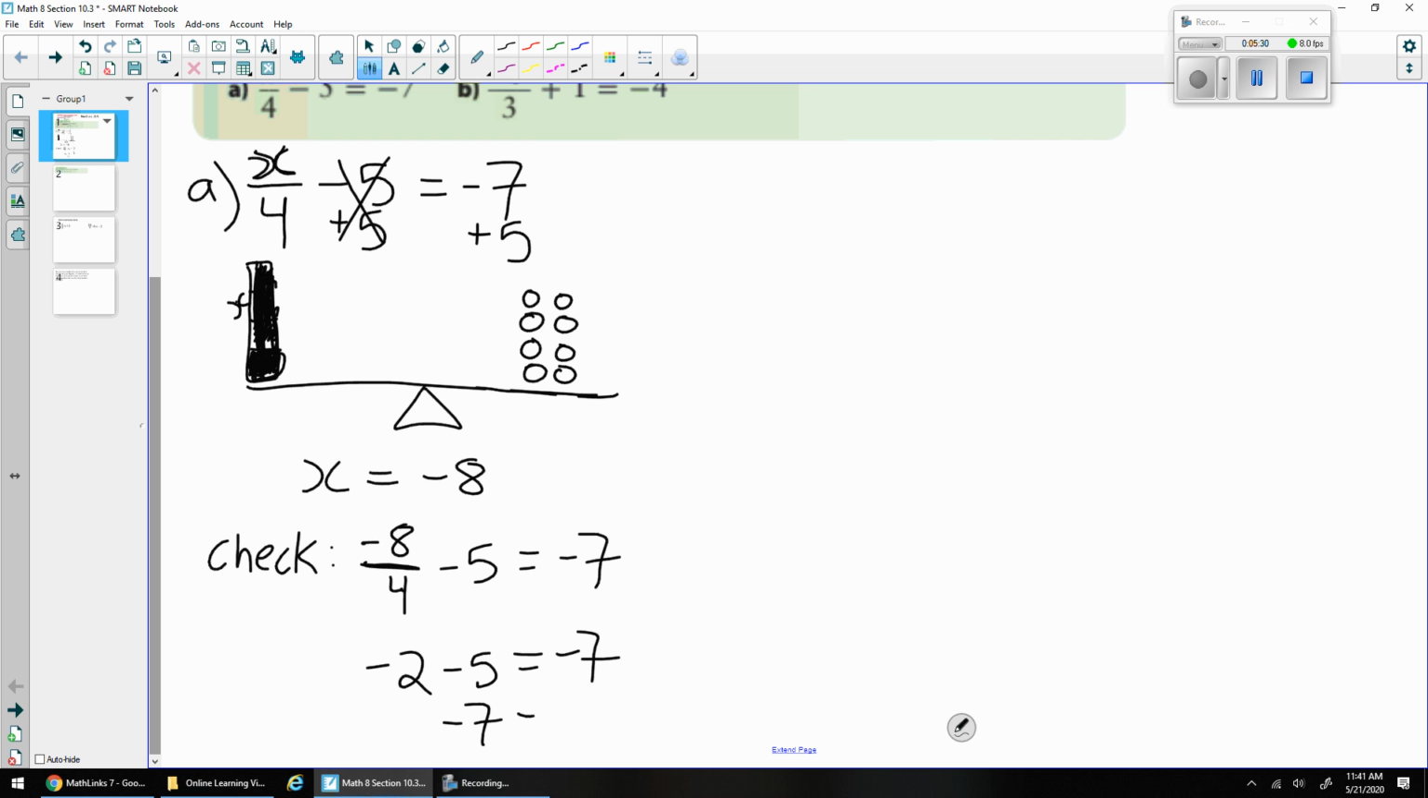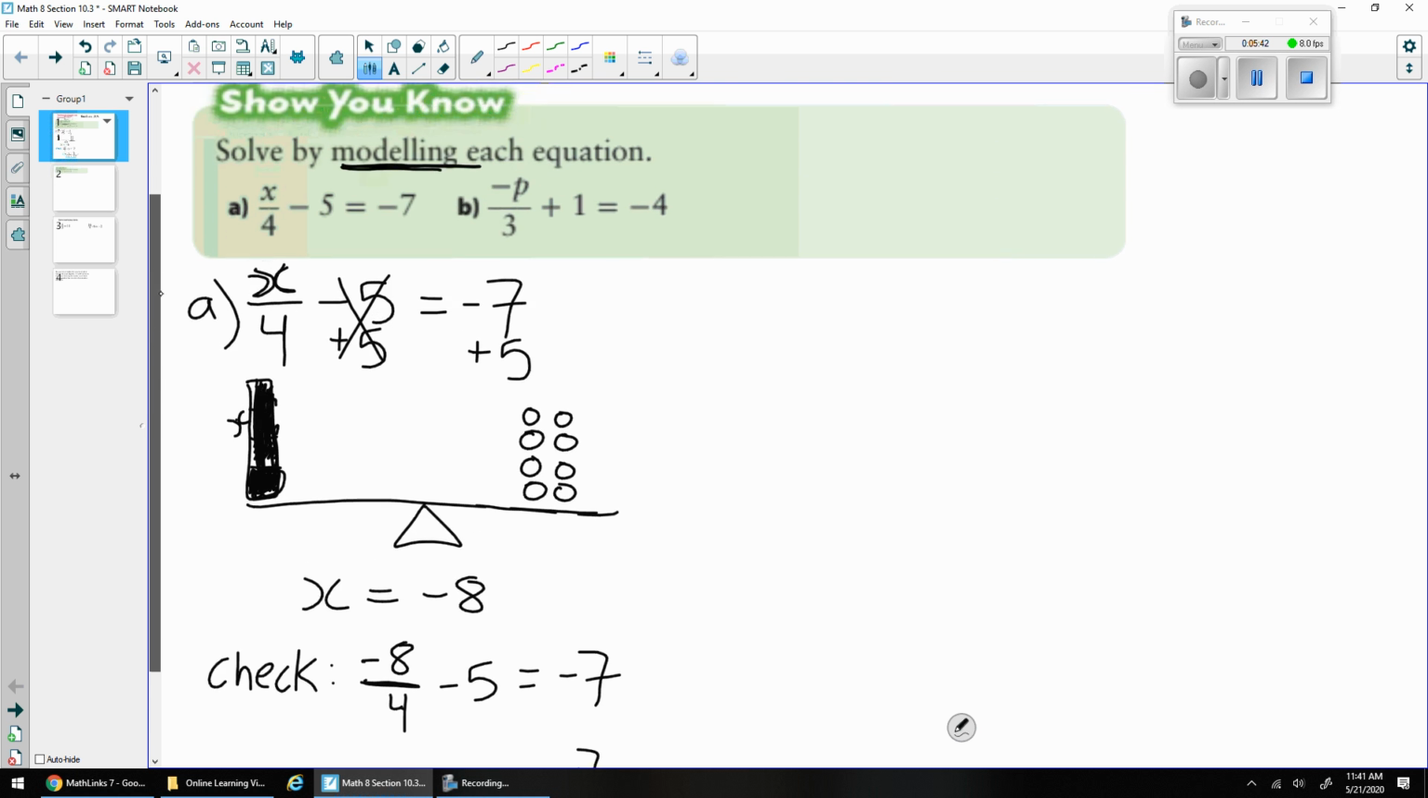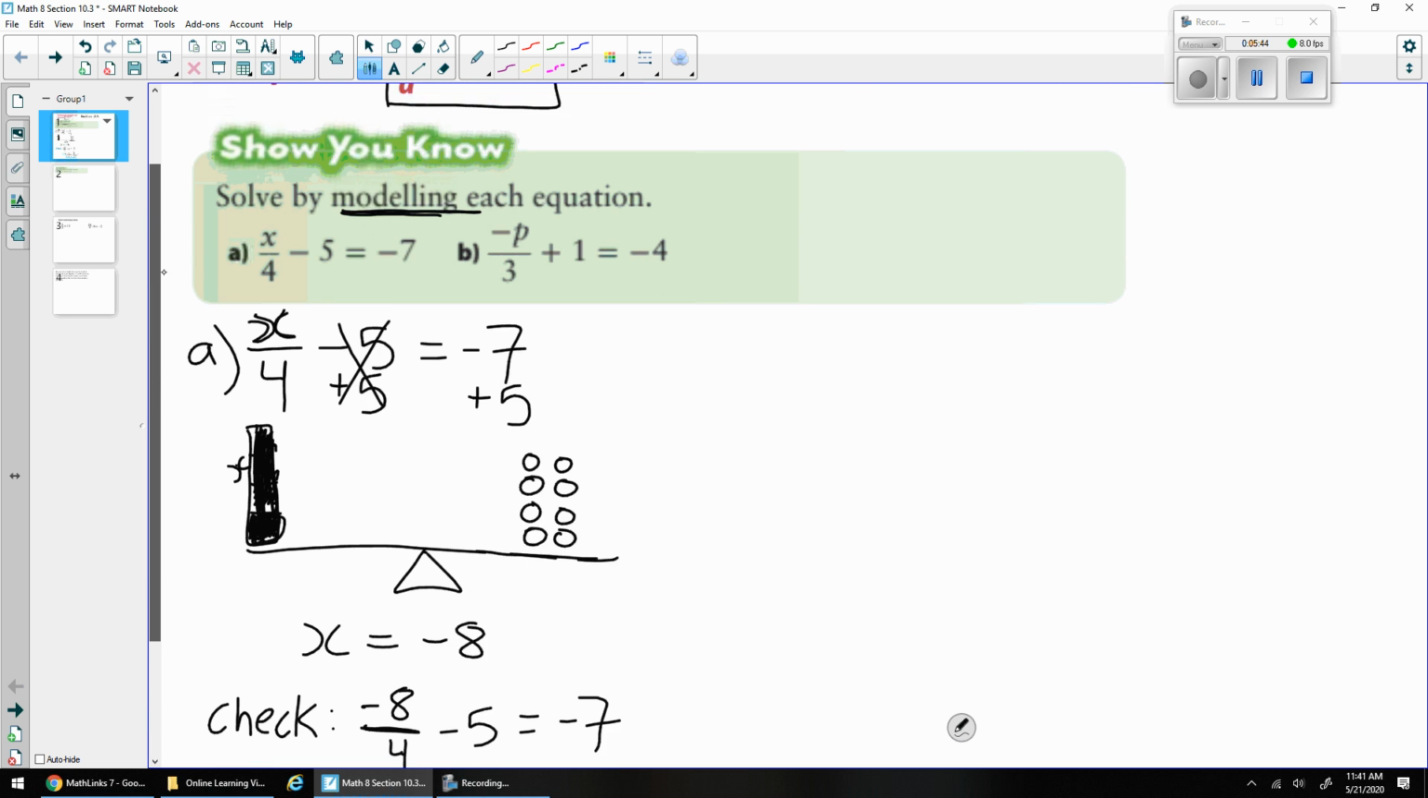So negative 7 is equal to negative 7. Therefore, my left side equals my right side. Therefore, negative 8 must be the right solution for that. Okay? Maybe a little bit confusing, but hopefully you're sort of getting that.